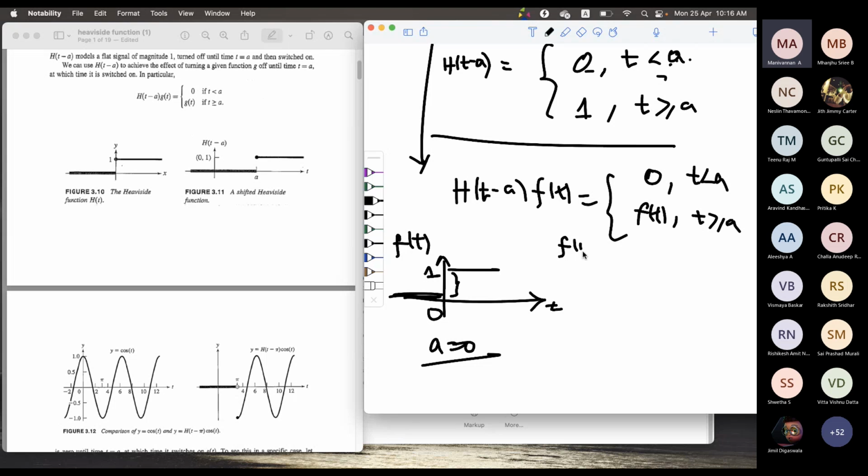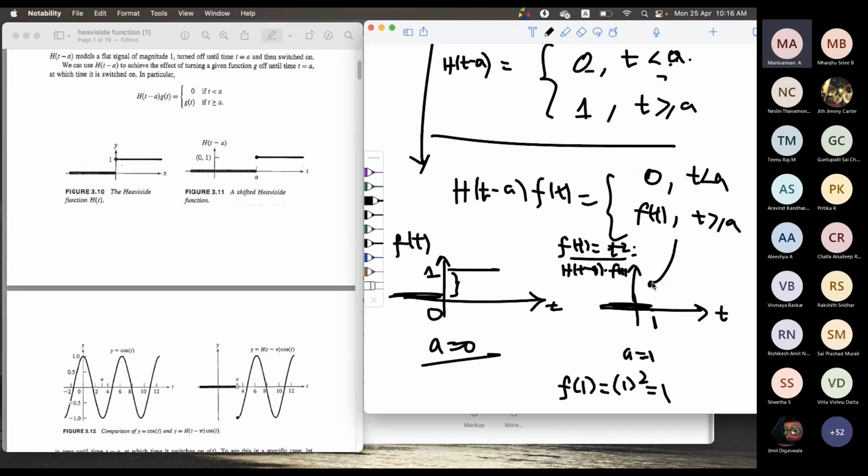So let us take f of t as t square. This is my t and this is my h of t minus a into f of t. Suppose my a is also 1. A is 1 means up to that 1 the value is 0. Then t square will start at 1. So what about f of 1 equals t square? f of 1 is 1. So from this point onwards the nature of the function t square will start.